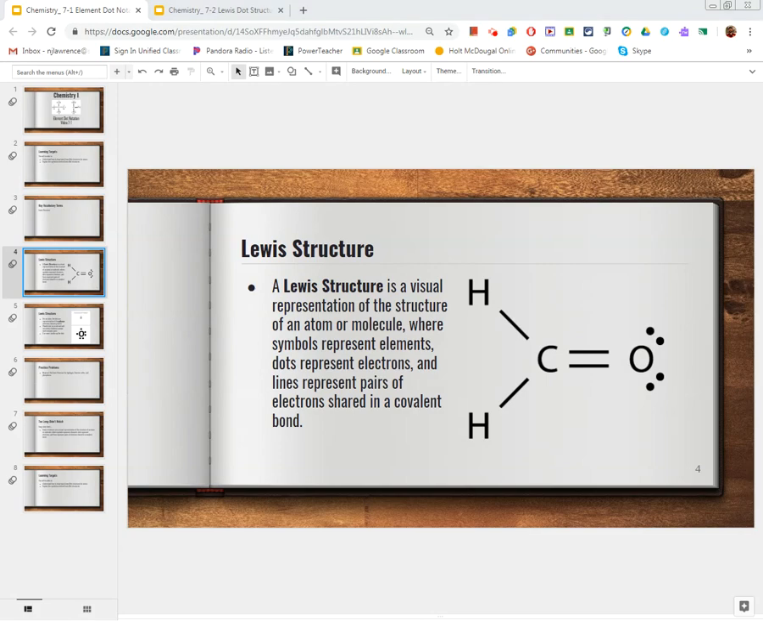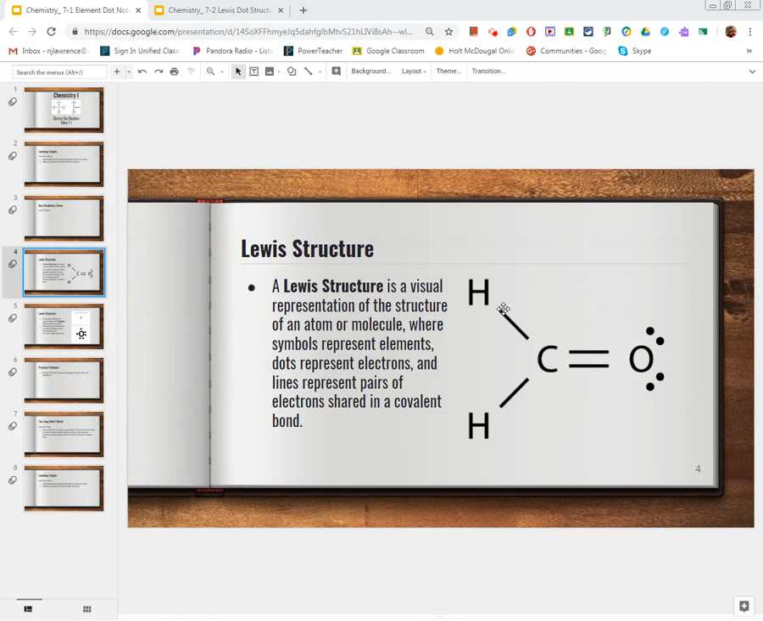So a Lewis structure is a visual way to look at an atom or a molecule. Here you can see that we have the chemical symbols still being represented in this structure. And we're also using lines and dots to represent electrons. More specifically, these lines are representing electrons that are in a chemical bond, and these dots are representing electrons that are in an electron pair.